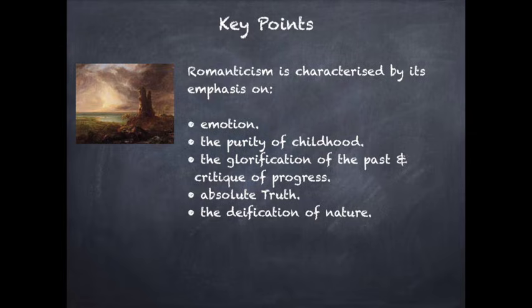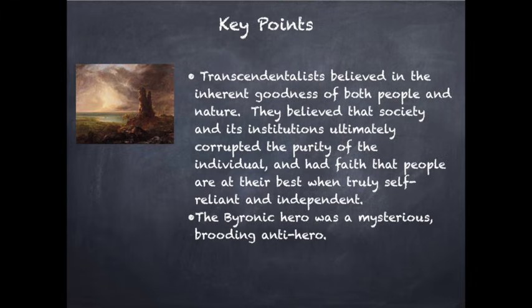Romanticism is characterised by its emphasis on emotion, the purity of childhood, the glorification of past and critique of progress, absolute truth, and the deification of nature. Transcendentalists believed in the inherent goodness of both people and nature. They believed that society and its institutions ultimately corrupted the purity of the individual, and had faith that people are at their best when truly self-reliant and independent. The Byronic hero was a mysterious, brooding anti-hero.